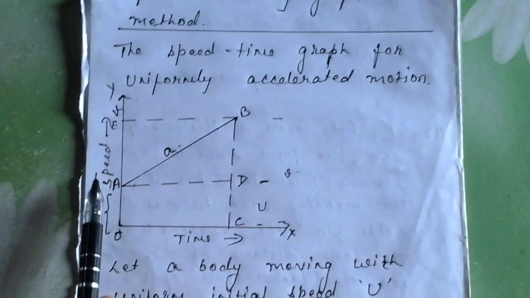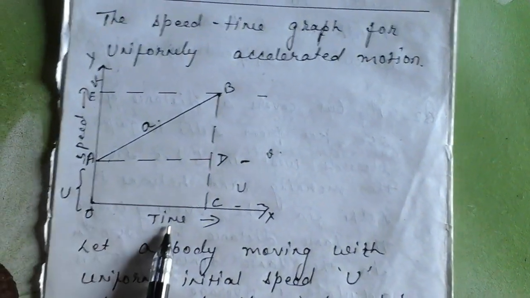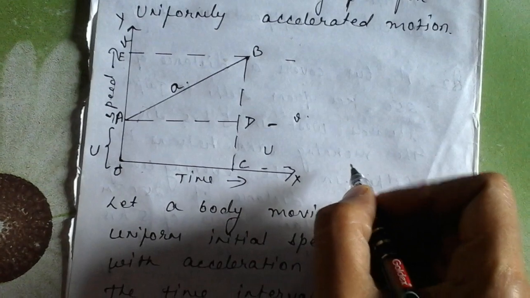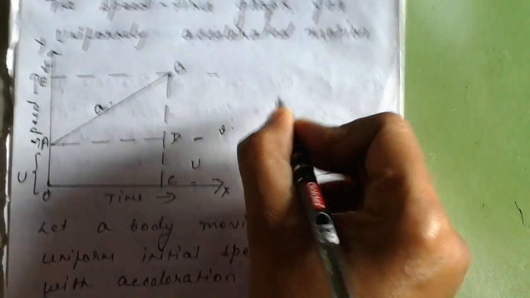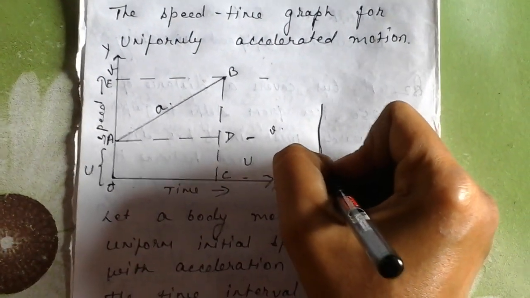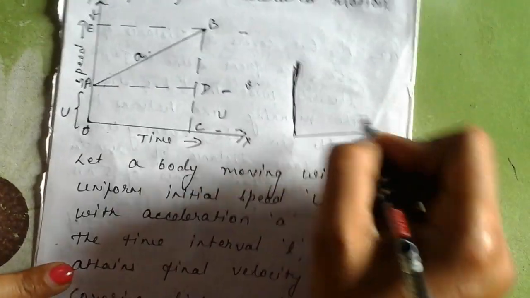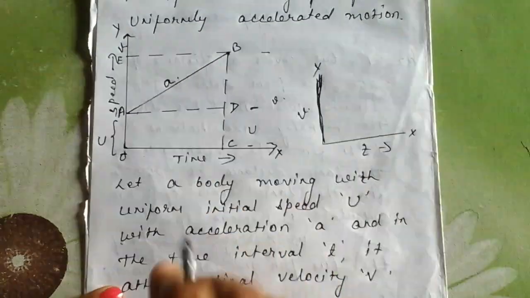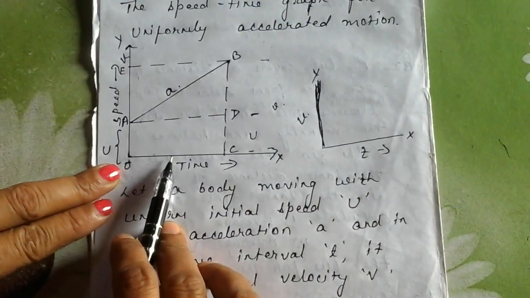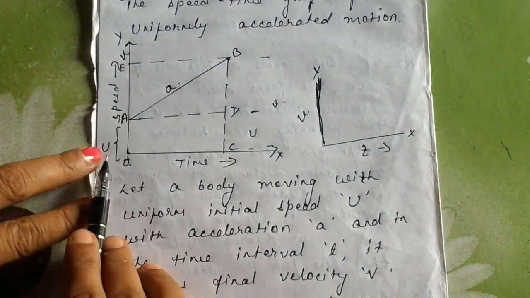I have shown you a speed-time graph, or velocity-time graph. How will you make this? Very simply, you draw with a ruler and pencil the x-axis and the y-axis as straight lines. The x-axis represents time, as I have shown, and the y-axis represents velocity. For this case, let the body have some initial velocity u.